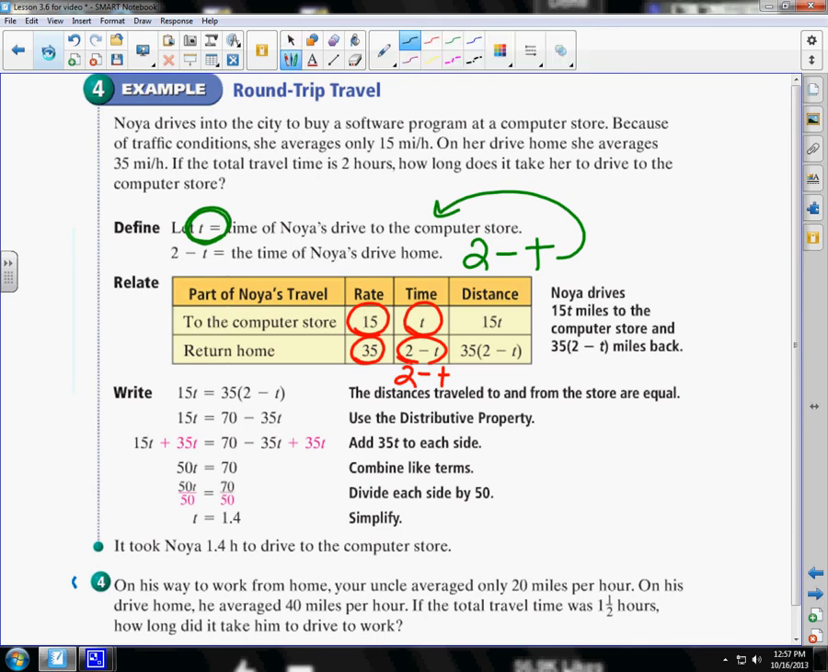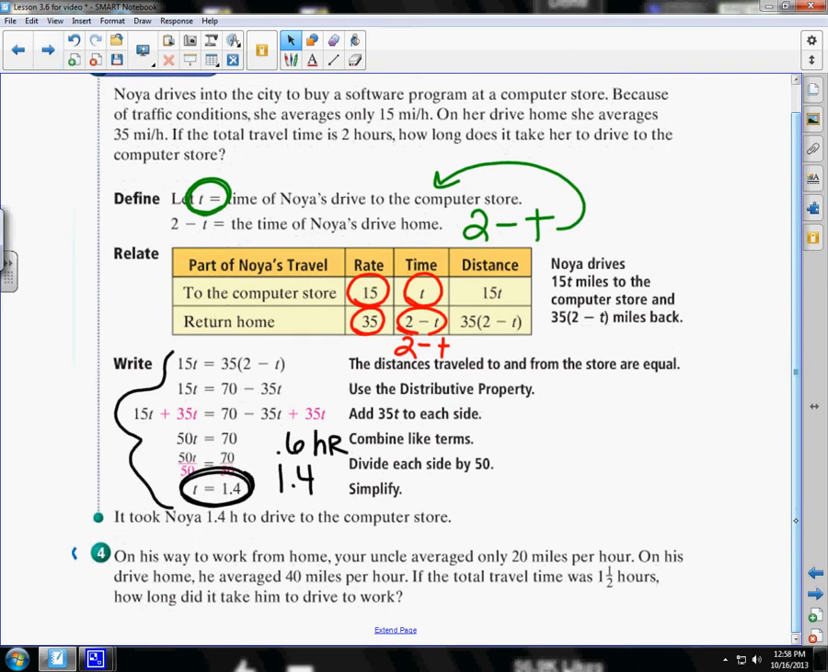So they set both equations equal to each other, and they got t equals 1.4. So on the way to the computer store, it was 1.4 hours, and on the way home, it was 0.6 of an hour. So it was quite a bit different because of the traffic. Okay, so try this one.